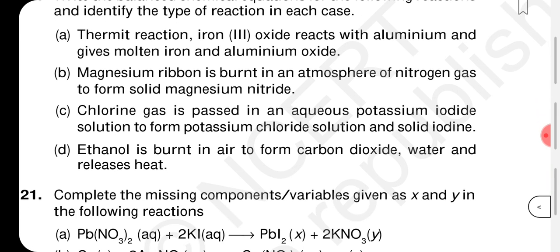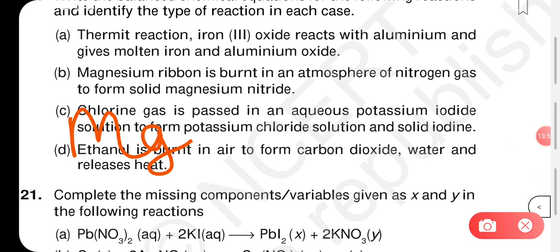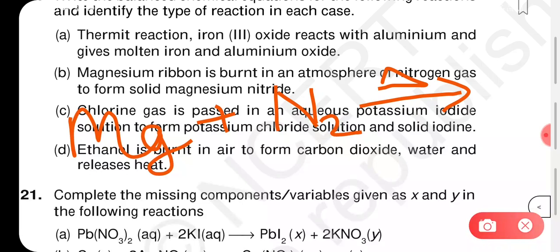Magnesium ribbon is burned in an atmosphere of nitrogen gas. Okay, so in this question, magnesium ribbon, so we'll just write Mg. It is burning in an environment where there is nitrogen gas. Okay, so you have to mention nitrogen gas, and it is burning means heat is being supplied, right? So I'm just making a triangle, or you can write heat, to form solid magnesium nitride.